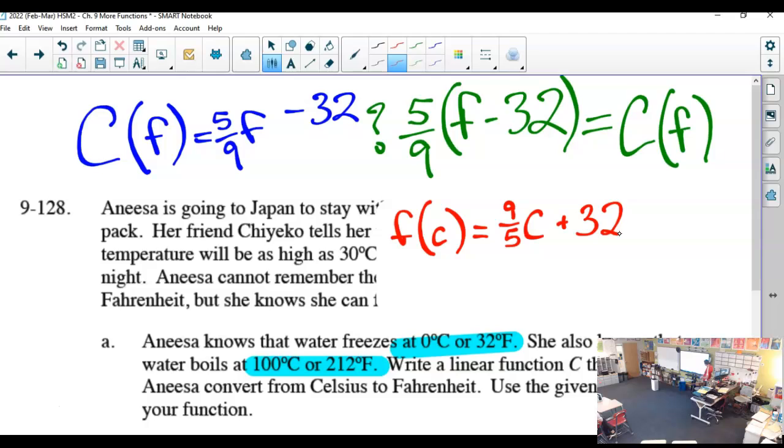I agree. Well, when Celsius is 0, does this work? Yeah. What about 100? When Celsius is 100, it's still kind of nice. 9/5 of 100 is 180, plus 32. Yeah, it does work. Yay. Wait, it is 180, right?